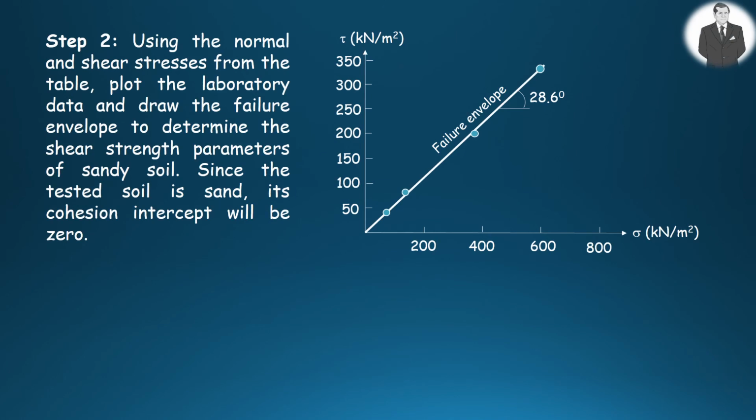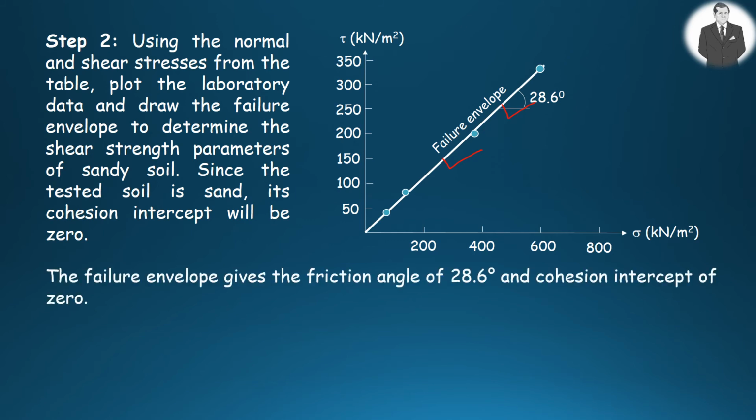And the second step, the normal and shear stresses from the table are used to draw the failure envelope to determine the shear strength parameters of sandy soil as shown in the figure. Since the tested soil is sand, its cohesion intercept will be zero. So the failure envelope will pass through origin, making a certain angle with the horizontal. The failure envelope results in the friction angle of 28.6 degrees and zero cohesion intercept.